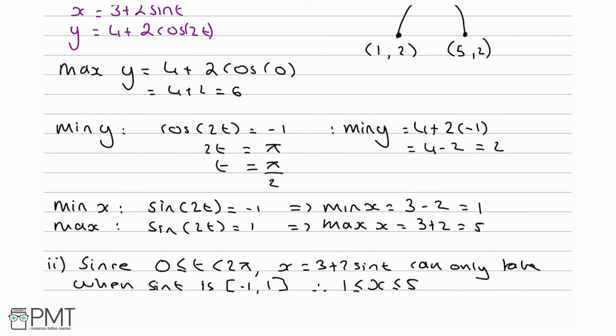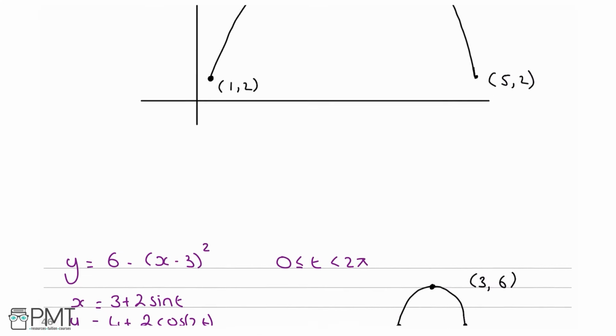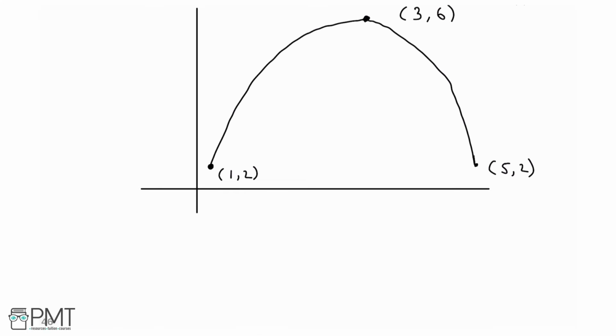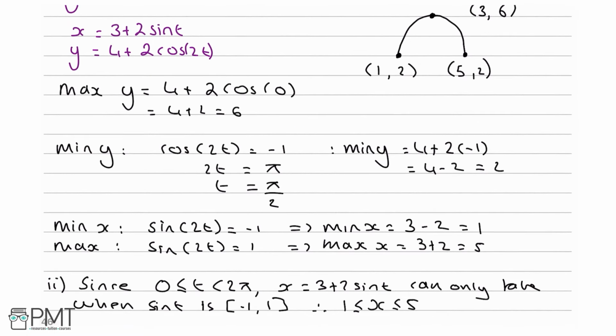So this question is worth 3 marks. You get 2 marks for your parabola, and in these 2 marks you get 1 for the correct shape, so like the N shape, and then you get your second mark for getting the correct points. I'm just going to write here correct points equals your second mark. And then for part ii, the second part, you get 1 mark for a correct reason, so any suitable statement as we have here.